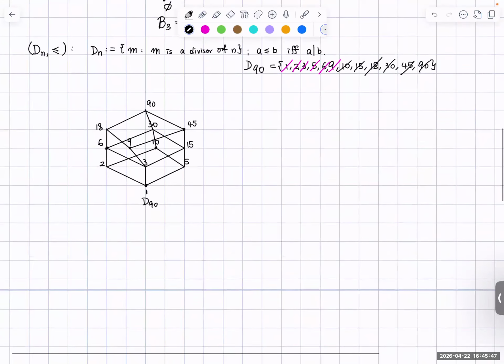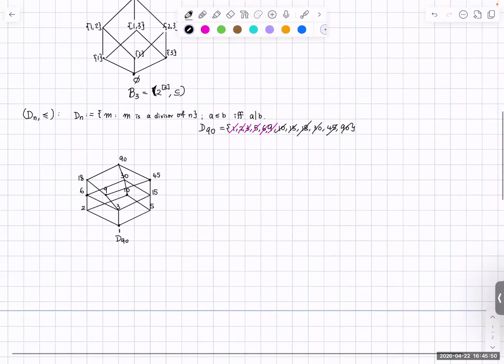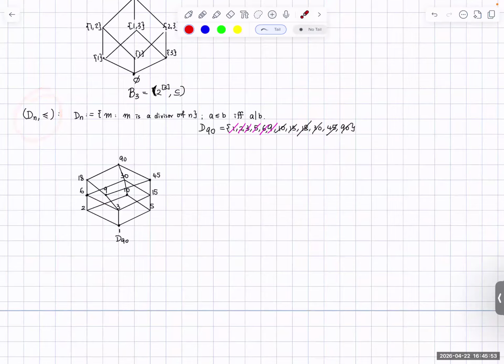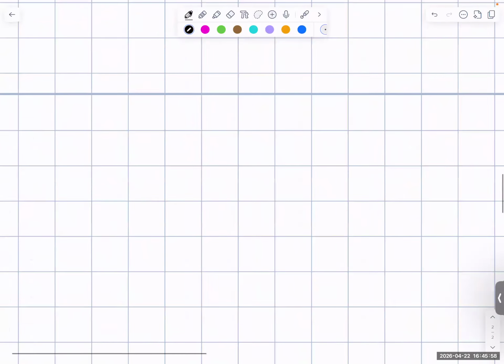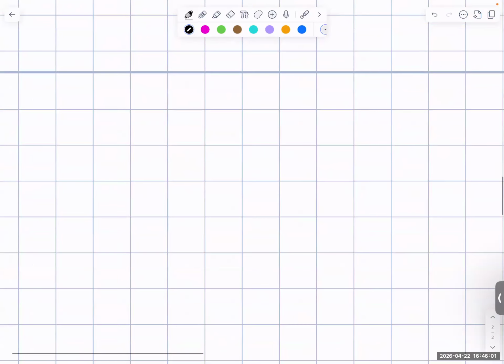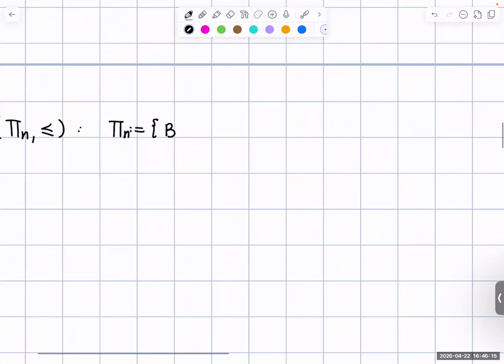And then another one I want to talk about. All these are related to different areas. You can see that this one is actually related to number theory. And I'm going to show you something more related to combinatorics. So usually we call it Pi n, with the less-than relation. So what is that? So Pi n here is the set of all subpartitions of n. It's the set of all set partitions of the set n. Okay.